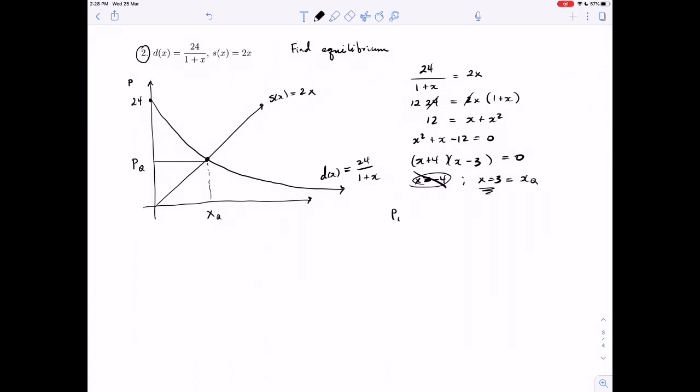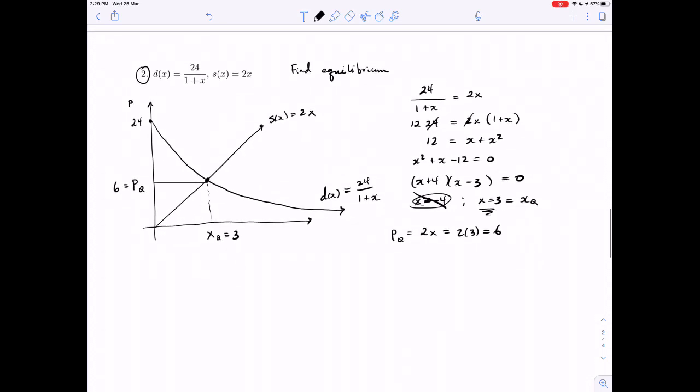The price at equilibrium is 2 times x. I'm plugging it into the supply curve. So 2 times 3 is 6. You could plug it into either curve and you should get the same answer. So our quantity at equilibrium is 3. Our price at equilibrium is 6.